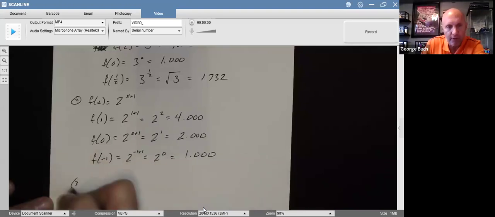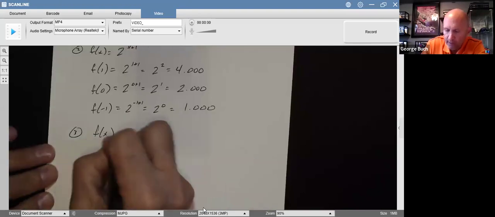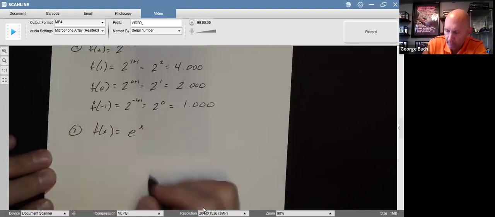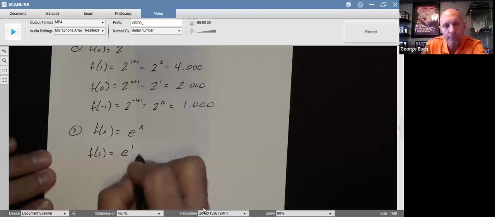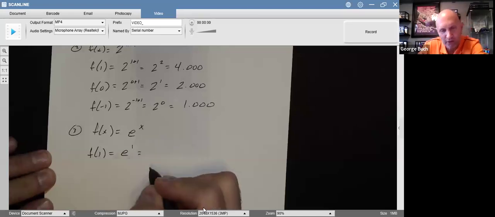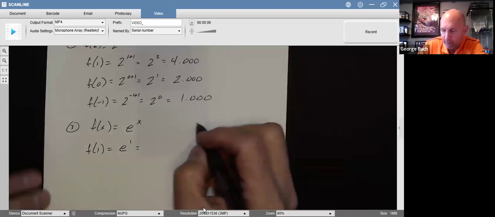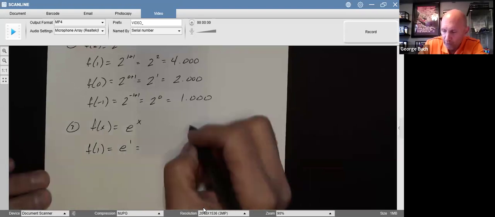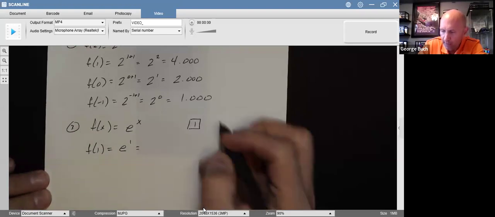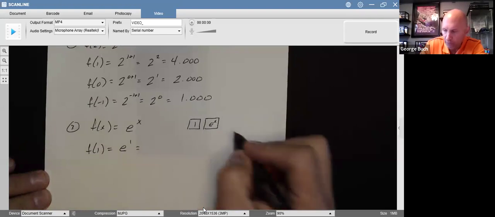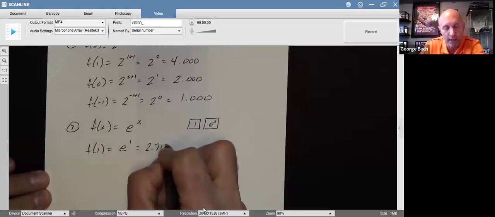And then lastly, our natural exponential function. If we have f of x is equal to e to the x power. If I want f of 1, that means e to the first power. Depending on your calculator, there might be different ways you have to do this. Like the calculator I use, the way I have to enter this is first I hit 1, and then I hit my e to the x button. And that'll kick out the number, which rounded to 3 decimal places would be 2.718.